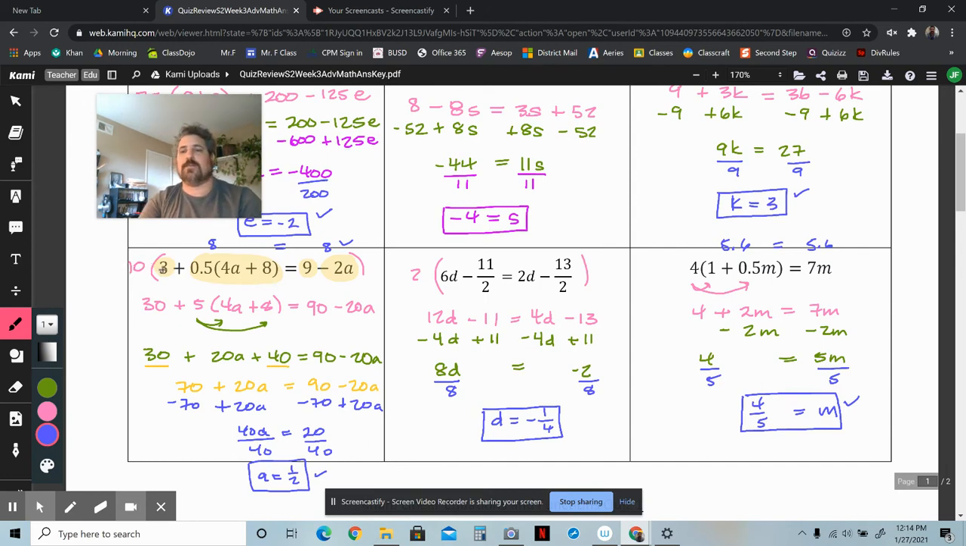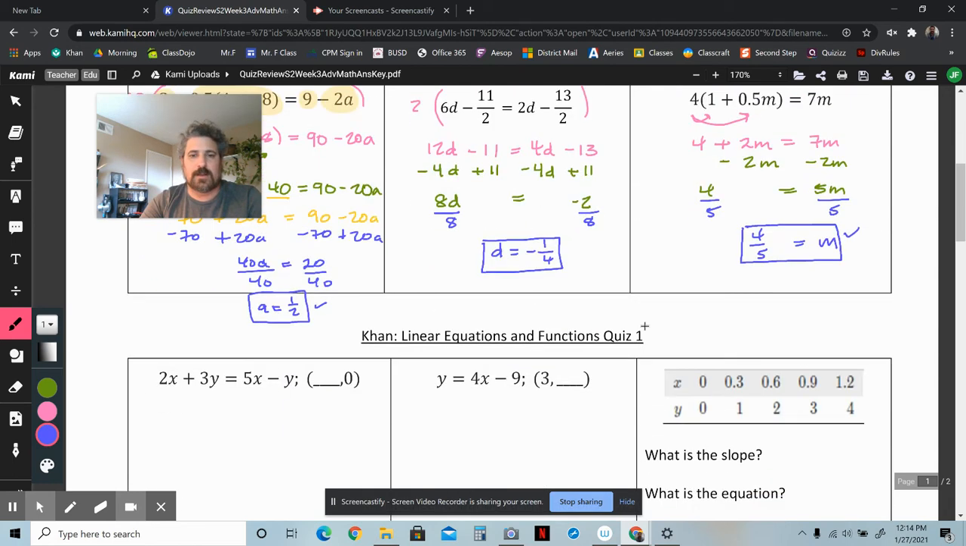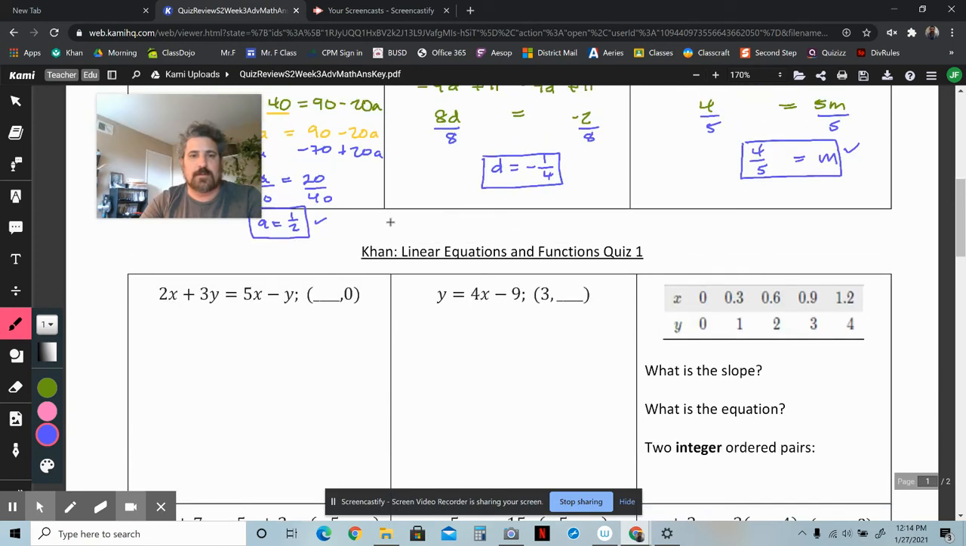However you like to do the problems, if you want to get rid of the fractions and decimals, just make sure you multiply the entire equation by whatever value you think is going to get rid of all your fractions and decimals on all the terms. All right, let's move on to the next problem, which is on the other quiz that you guys had to review, the linear equations and functions quiz.